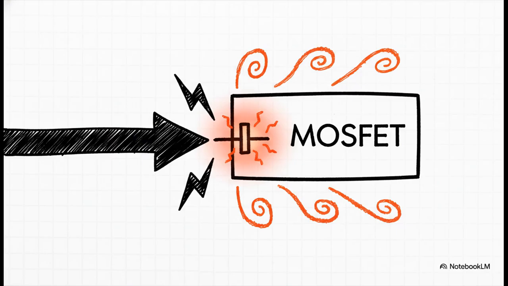And that tiny bit of leftover resistance, we call that the on resistance, or RDS(on). And anytime you push current through any kind of resistance, you get heat. The power you lose as heat is calculated by a simple formula: the current squared times that resistance.